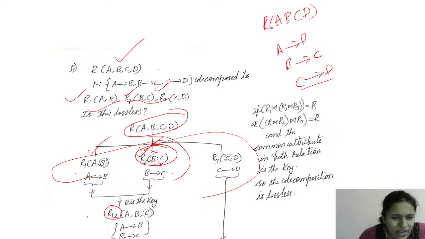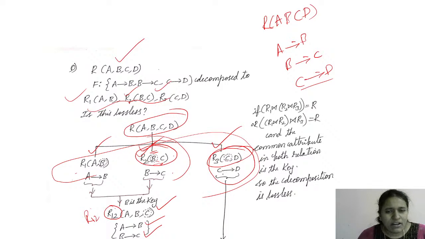Now I am giving the name R12. A, B, C is the new relation. Now here we are getting the A to B functional dependency and the B to C functional dependency in this relation. Now the other third relation is R3(C, D). What is the common attribute of R12 and R3? C is the common attribute. Is C the key of any of the given relations? Yes, C is the key of the relation R3. Right? C is determining D.